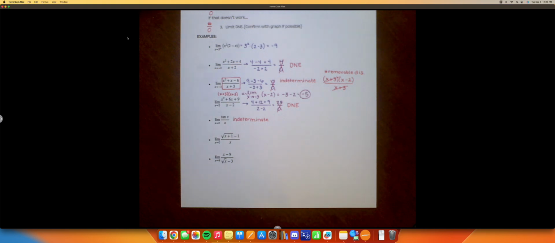Okay, so we've gotten really good at factoring. We've done some factoring up above. These last two are kind of like the reverse from factoring. We're going to use a concept called rationalization, and you've done rationalizing before.